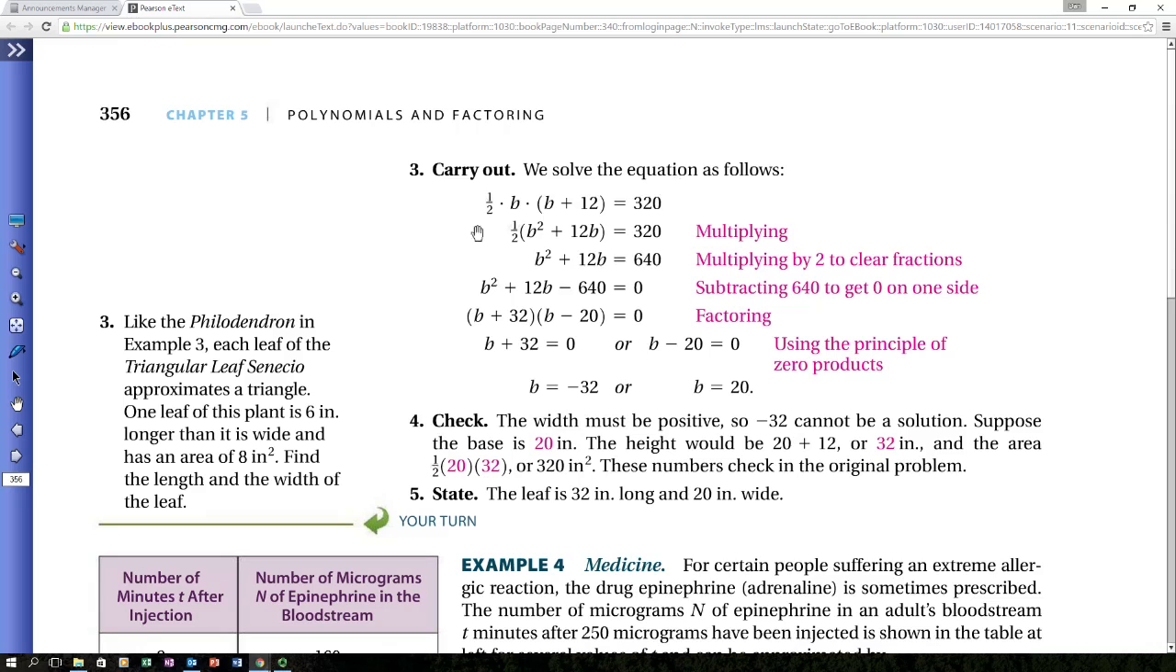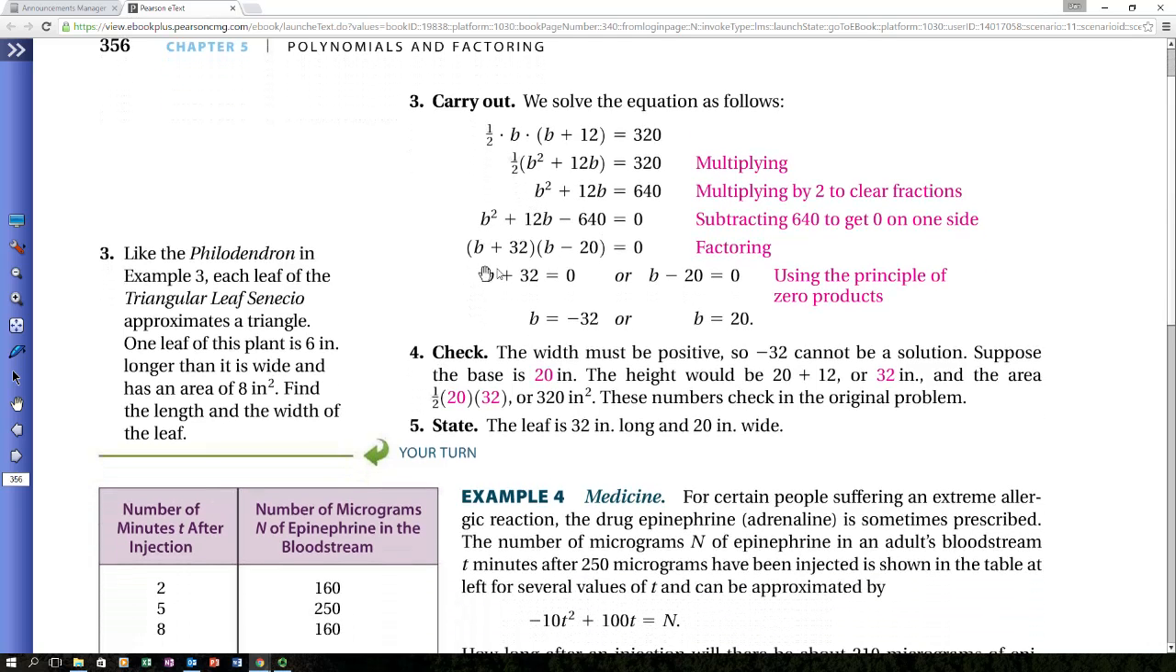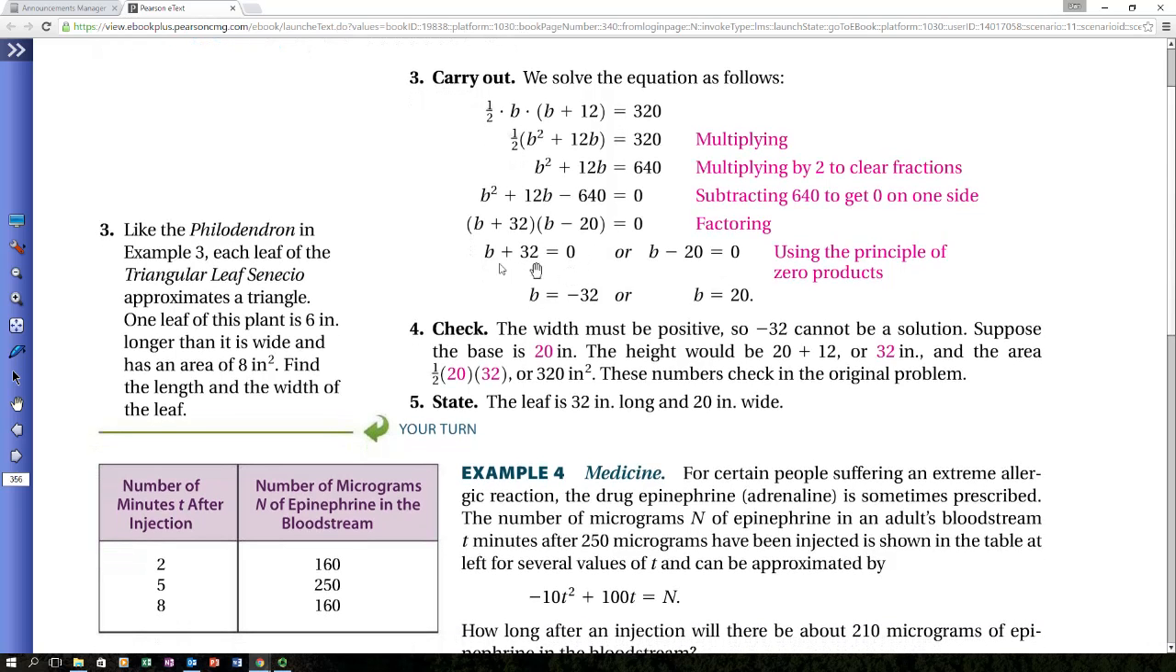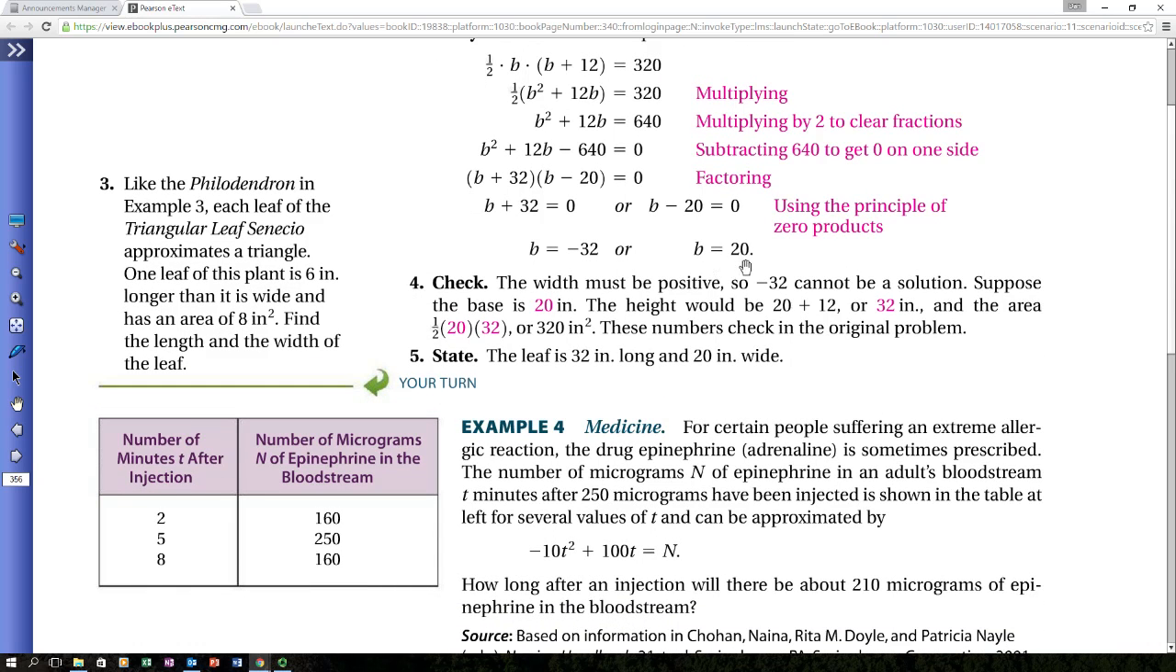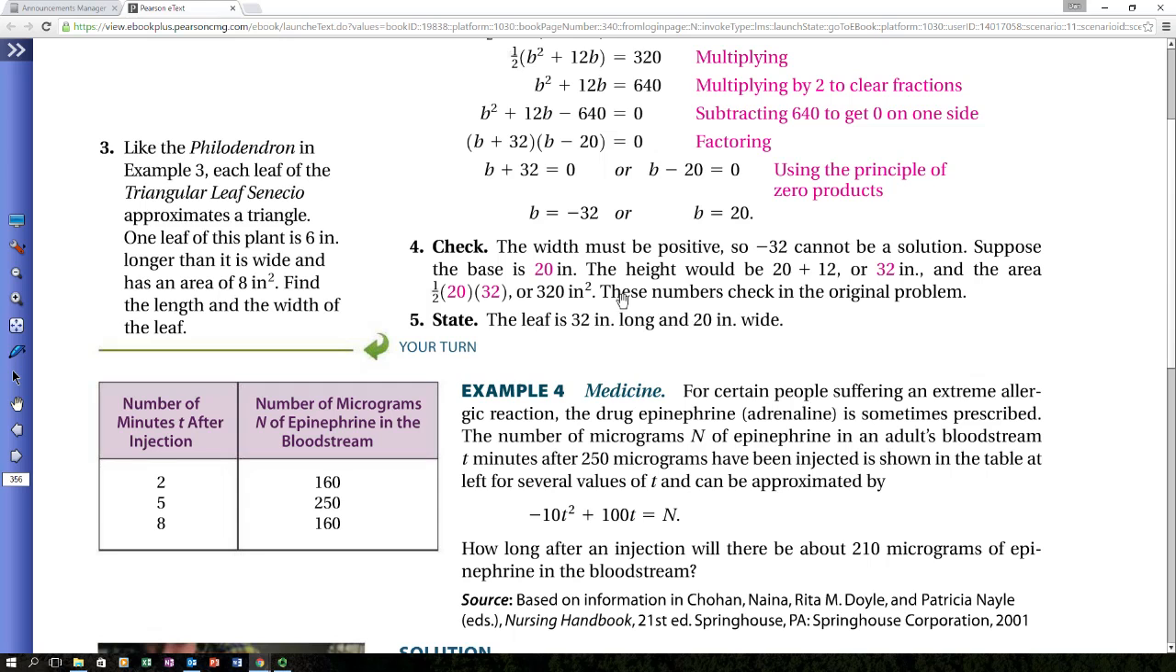Now we can show that a lot of different ways, but it's still equal to something that's not 0. So we need to multiply this out. We're going to get this new binomial, or two terms right here, b squared plus 12b. Well, factoring does me no good until it's equal to 0, so add a negative 640 to both sides. Now I have a trinomial, they factor it here, they show the factoring, and I end up with these two solutions here. One is negative, one's 20: negative 32 and 20. Well, the negative doesn't make sense again.